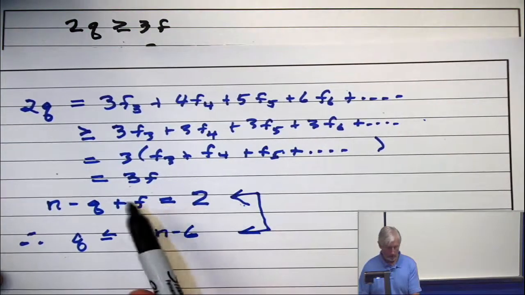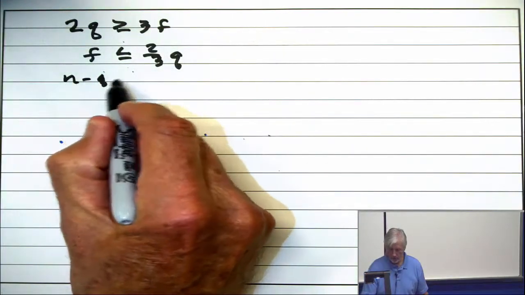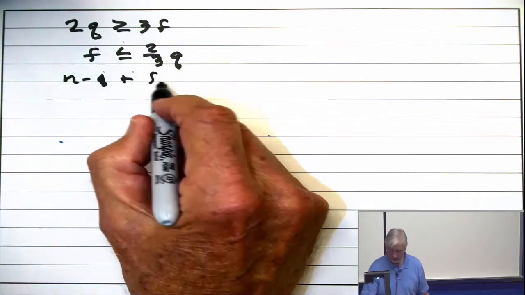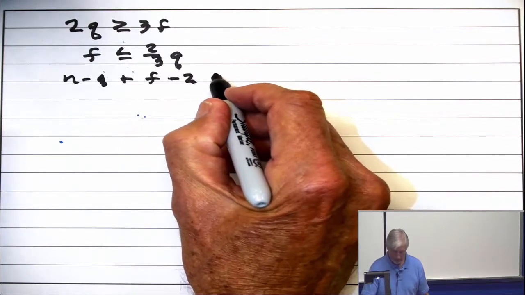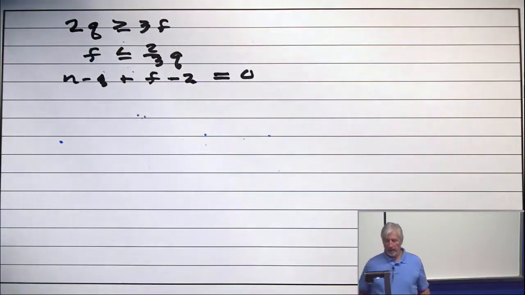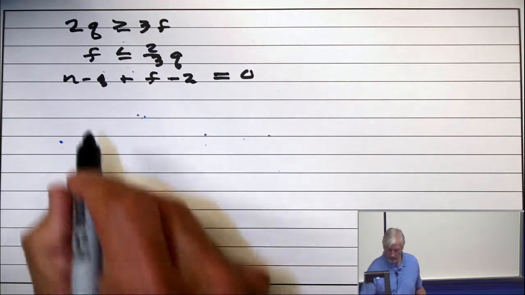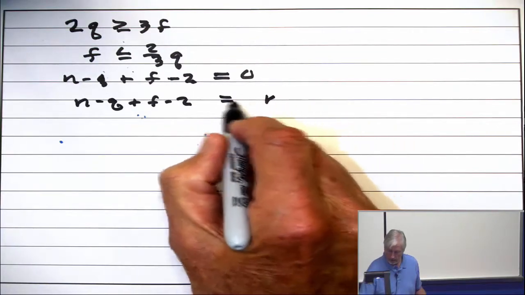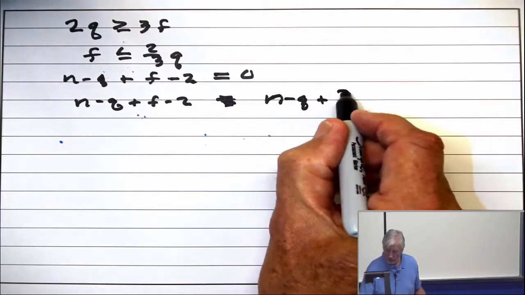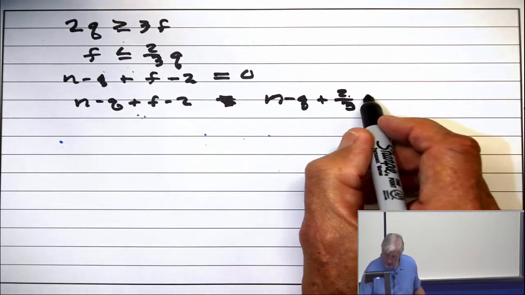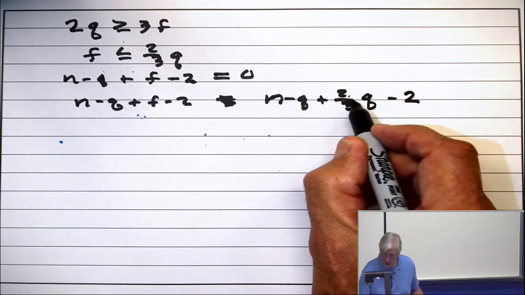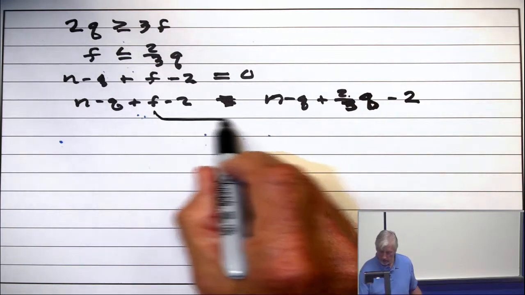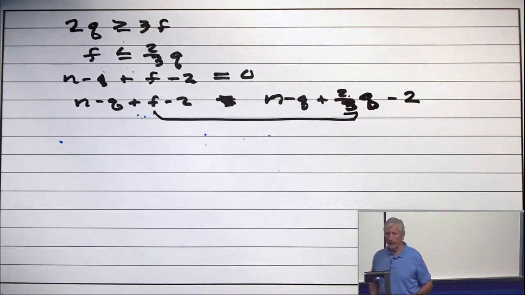Now, take the Euler formula here, N minus Q plus F, and write it as F minus 2 equals 0. And now replace the F by that. How does this compare with this term? I don't mean to write an equal. N minus Q plus 2/3 Q minus 2. That's 2/3 Q. I'm replacing the F by this term. Which of those two sides is bigger? What inequality should go in the middle?